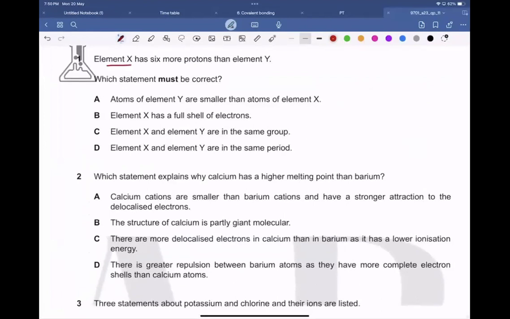So element X has 6 more protons than element Y. Which statement must be correct? They have mentioned two elements. One is element X, and let's say its proton number is B. When 6 protons are further added in it, then it becomes element Y. So element Y has C plus 6 protons. Is this understandable to all of you? Now we have to check which statement is correct.